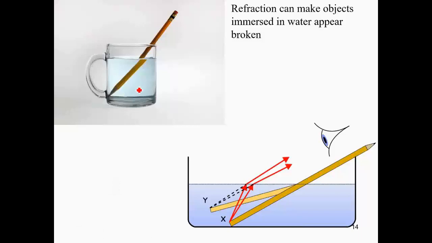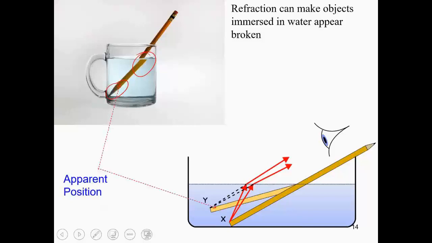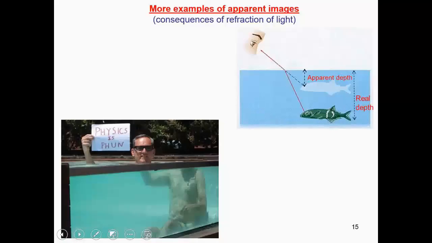So the pencil in a beaker, a glass of water, appears broken, right? And it's again because of the bending of light, because what you see inside the water is just the apparent position, not the real position, and it just appears broken. And there are some other examples you can take, right?